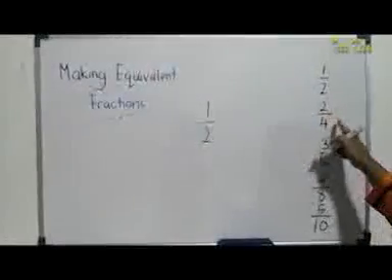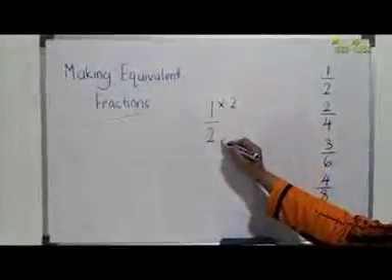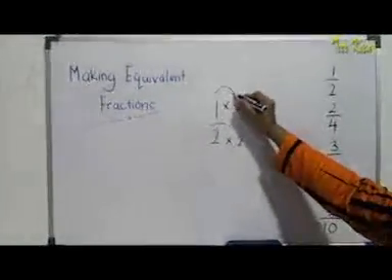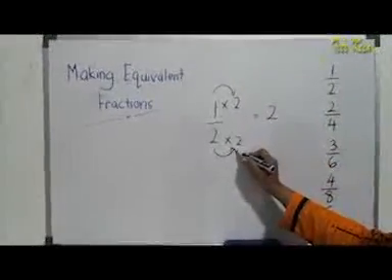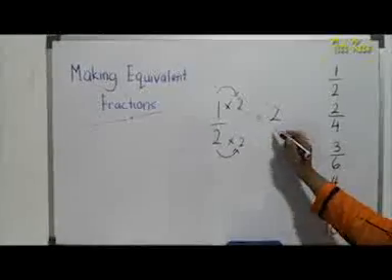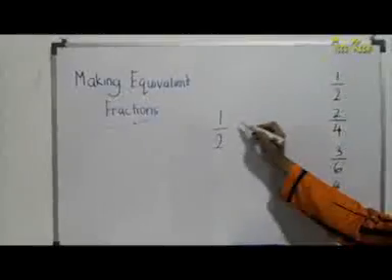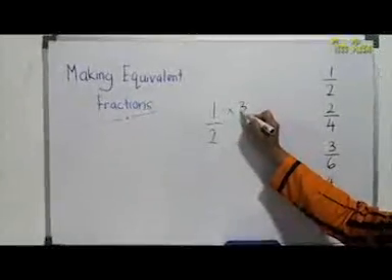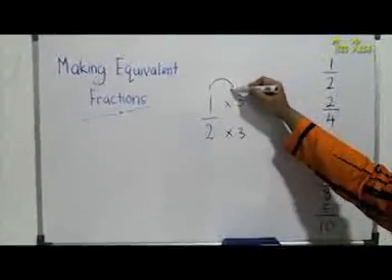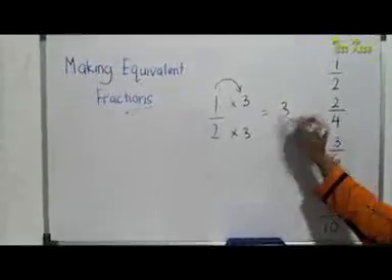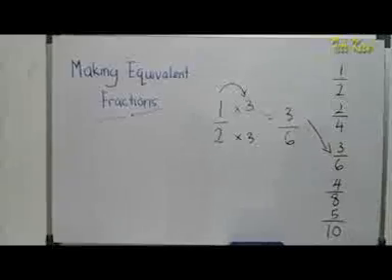Now, let's do without the fraction strips. Here is 1/2. What must I do to get these equivalent fractions? I'll multiply it with 2. 1 times 2, 2. 2 times 2, 4. What if I use 3? I'll get this. 1 times 3, 3. 2 times 3, 6. I get these equivalent fractions.